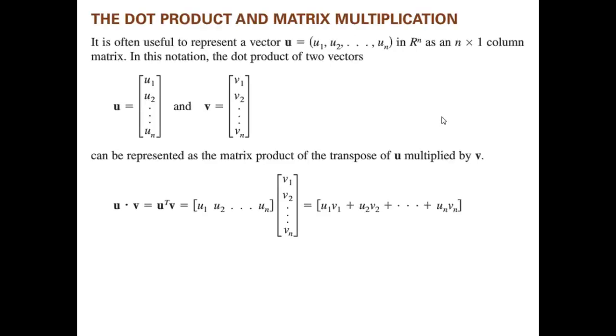Now, the dot product and matrix multiplication. If u is this column matrix and v is this column matrix, the dot product of u and v is actually gotten by representing u dot v as u transpose times v, which makes it possible to actually compute the product of these two column matrices, and that would just be u1 times v1 plus u2 times v2 plus up to un times vn.